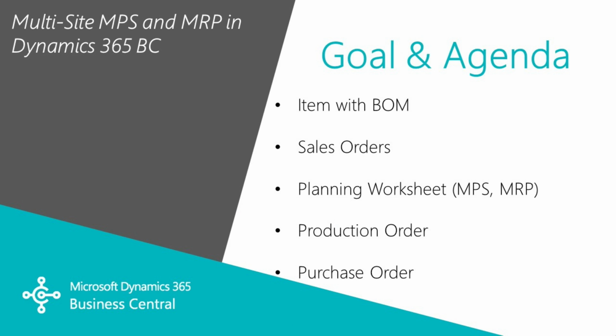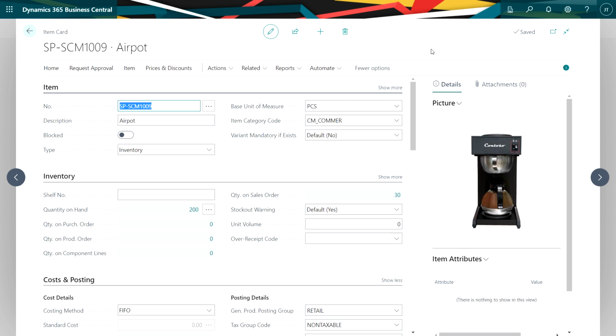I want to show you how you can use Business Central to plan and execute production orders from multiple locations. So let's take a look at it. This is the finished good item I'm going to be creating.